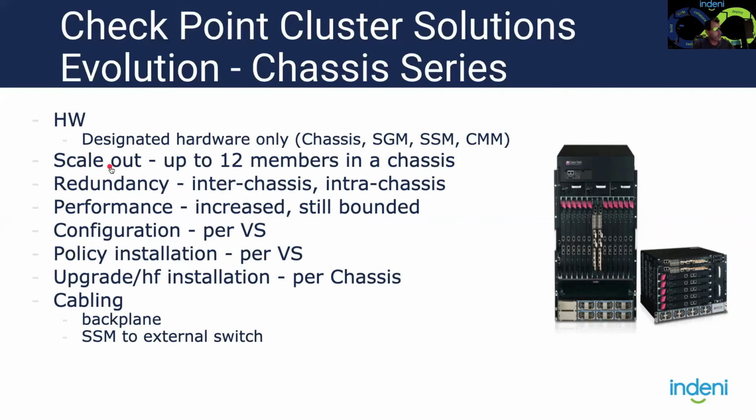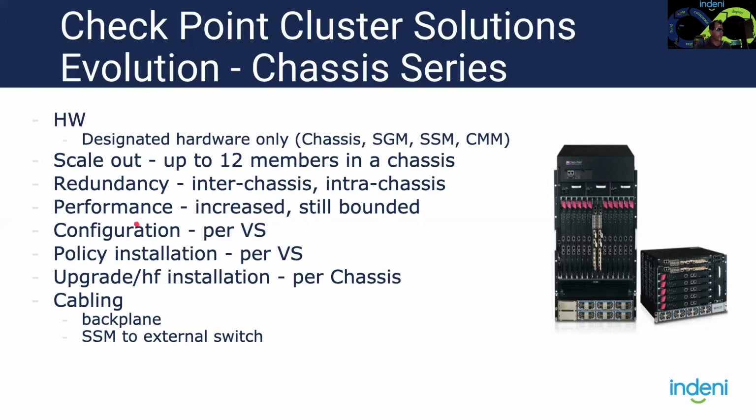Scale out, so you can have up to 12 members in a chassis. Along the years, support for 2 chassis was added, so we can have 12 and 12. So you have significant inter-chassis redundancy, meaning if the whole chassis goes down, you have another chassis. Sometimes it was in the same data center, both chassis just very close in terms of proximity. In other cases, the chassis can be located in different data centers. So we have inter-chassis redundancy.